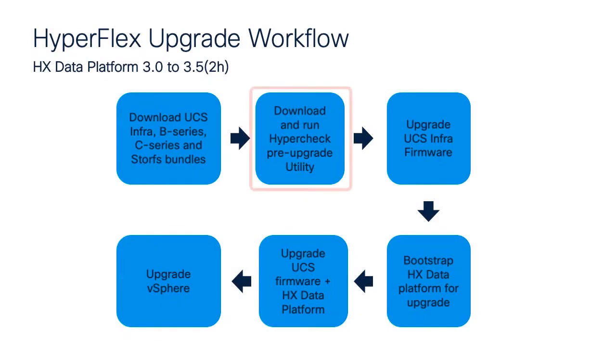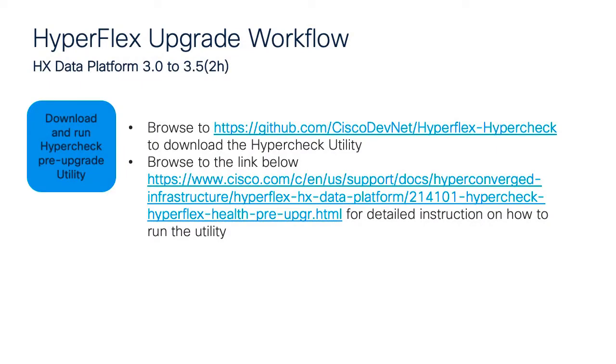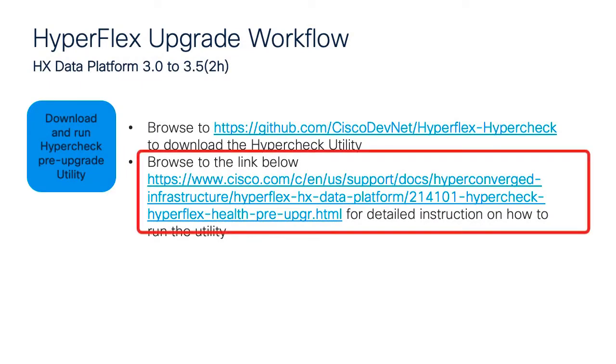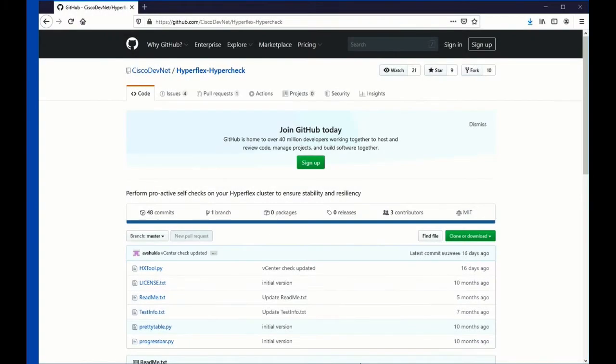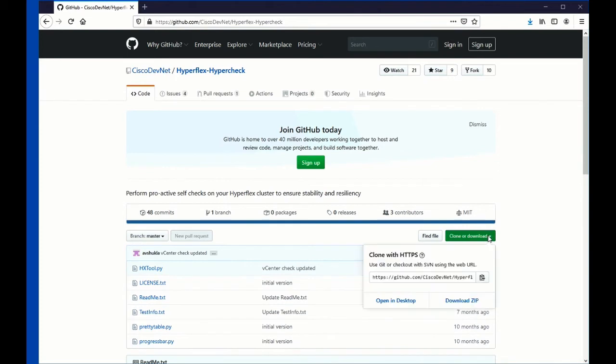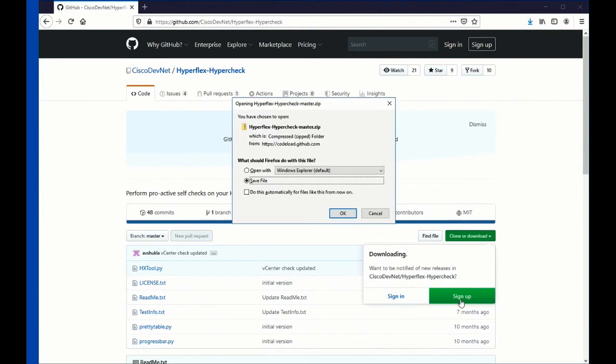Next, download the latest version and run the HyperCheck utility. Instructions for using HyperCheck are located here. Browse to the HyperFlex HyperCheck utility site and click on the Clone or Download drop-down. Select Download Zip and OK to save the file.